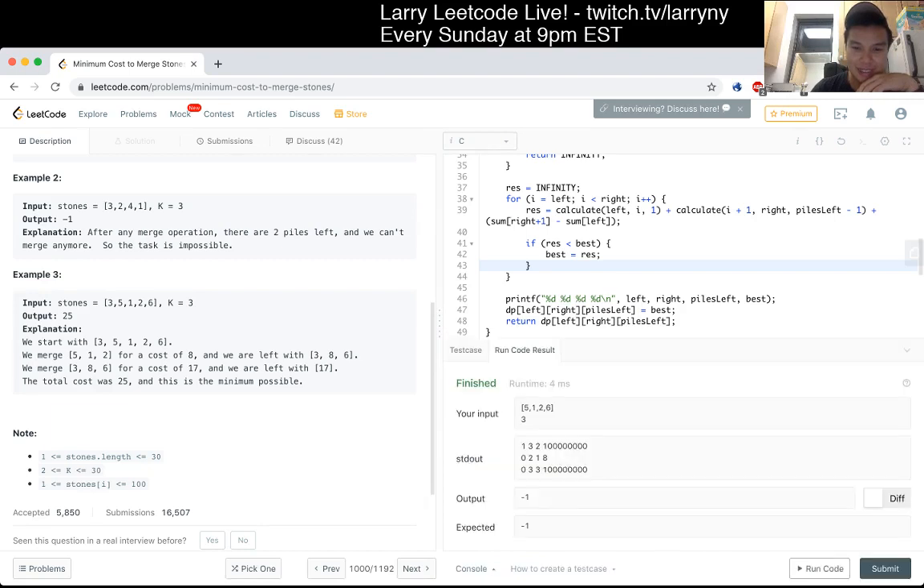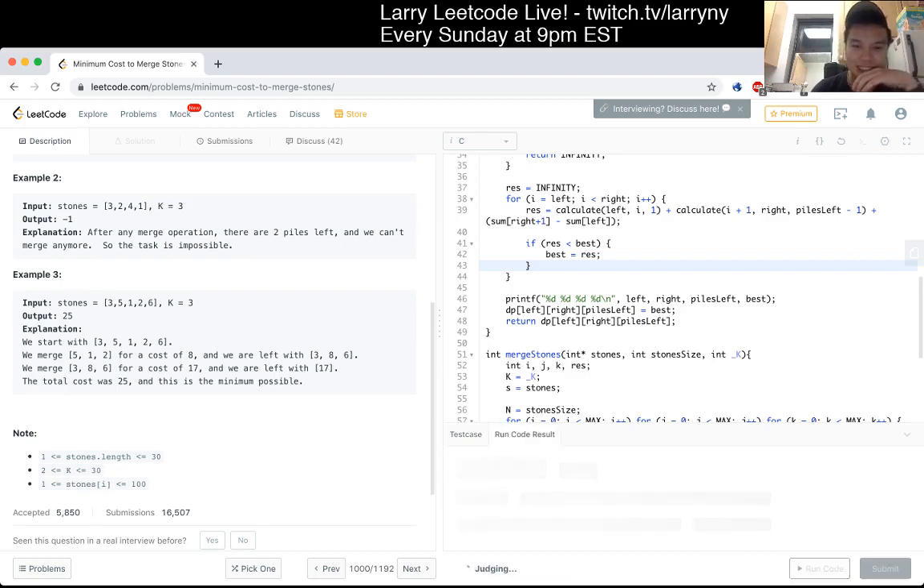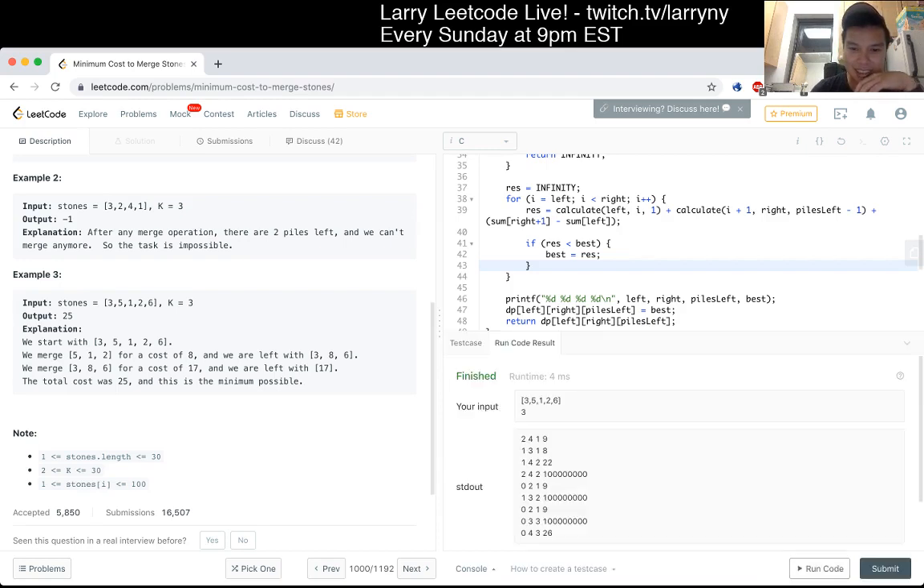No, is it possible? Oh yeah, I guess that's true. But then that means that this should not be the end. And that means this is not true, is it? Oh no, it's 2 piles, not 3 piles, that's why.